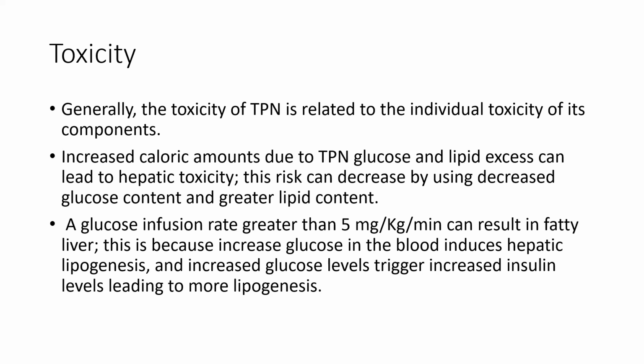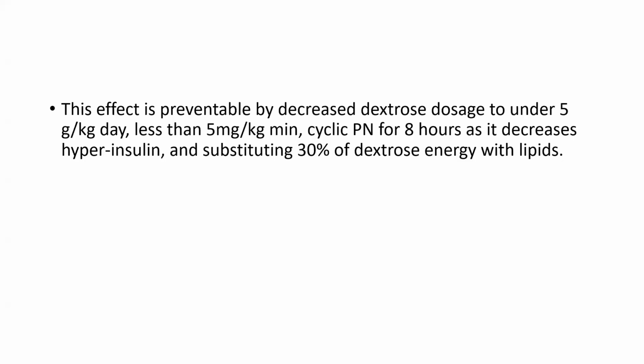Now, the toxicity. Generally, toxicity of TPN is related to the individual toxicity of its components. Increased caloric amount due to TPN, glucose, and lipid excess can lead to hepatic toxicity. This risk can be decreased by using decreased glucose content and greater lipid content. A glucose infusion rate greater than 5 mg per kg per minute can result in fatty liver. This is because increased glucose in the blood induces hepatic lipogenesis, and increased glucose level triggers increased insulin level, leading to more lipogenesis.